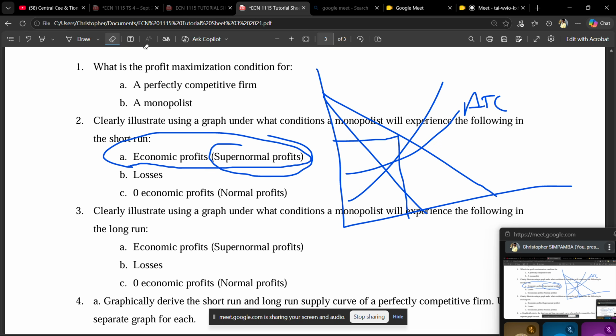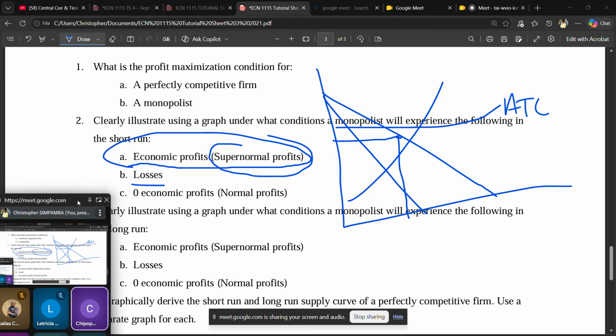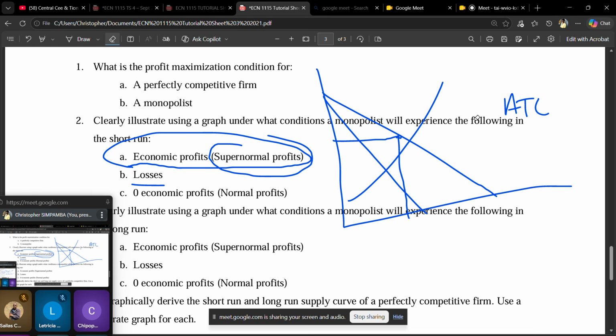You can also include the average variable cost because they've talked about the short run. And then where a firm is making losses, it will mean that the average total cost is above the market price. Can you repeat, Chris? We are talking about a firm making supernormal profits on the first question, right?